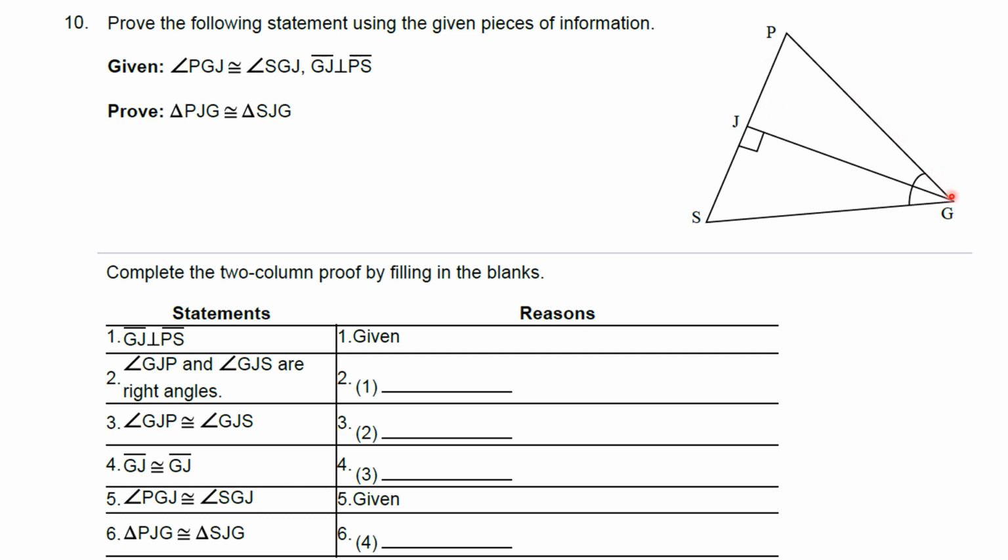So PGJ, that angle right there, is congruent to SGJ. Those are already labeled, so we don't need to do anything there. Then the next piece of given information is that the line segment GJ is perpendicular to the line segment PS. So GJ, that's here, is perpendicular to PS. It forms that right angle there, and it also forms a right angle here, if you want to add that in.